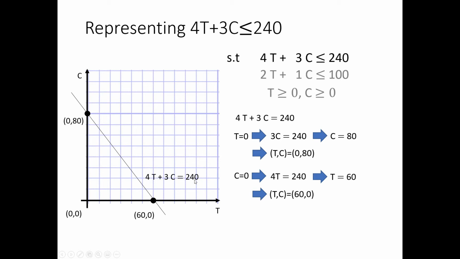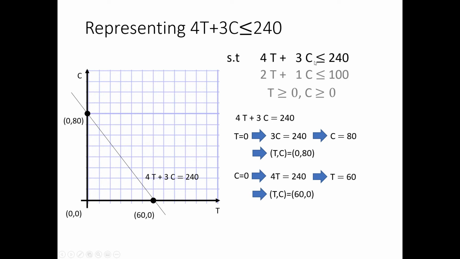But wait a minute, what we really want to express is 4t plus 3c less or equal to 240. All we have now is a line which means it's equal to 240. So how do we accommodate this less or equal to?